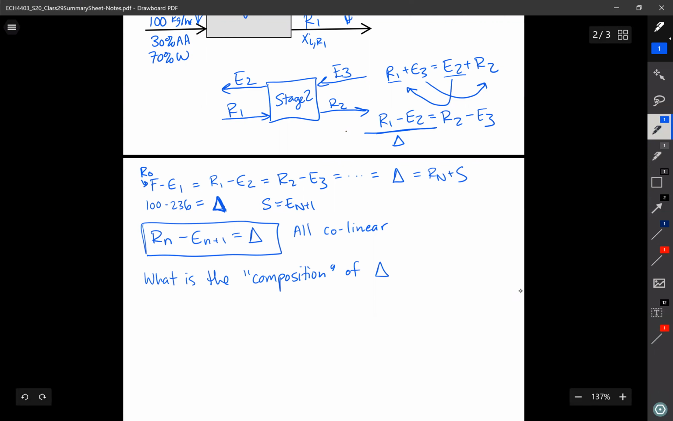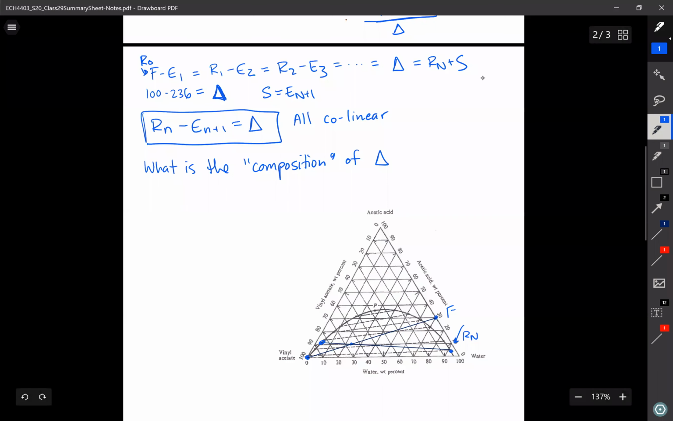So I'm going to pause the video to get my equilibrium diagram closed. So I've got the same diagram before, and although I could find the composition of delta by doing similar material balances, I'm going to make the point that I can just simply draw lines, and wherever they intersect must be the delta point because the delta point is common to all stages.